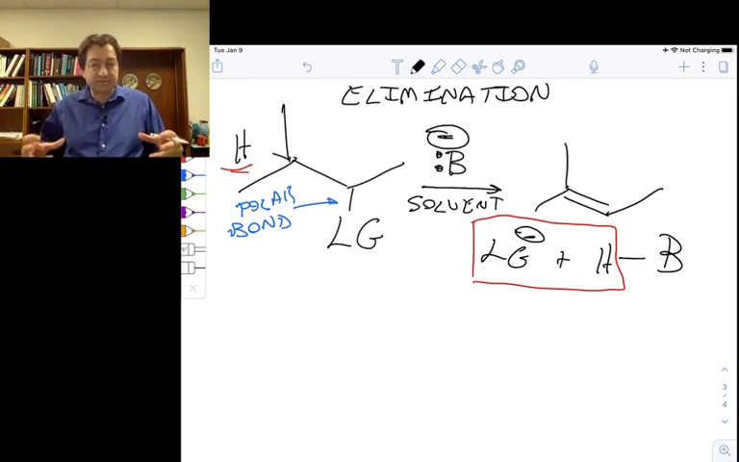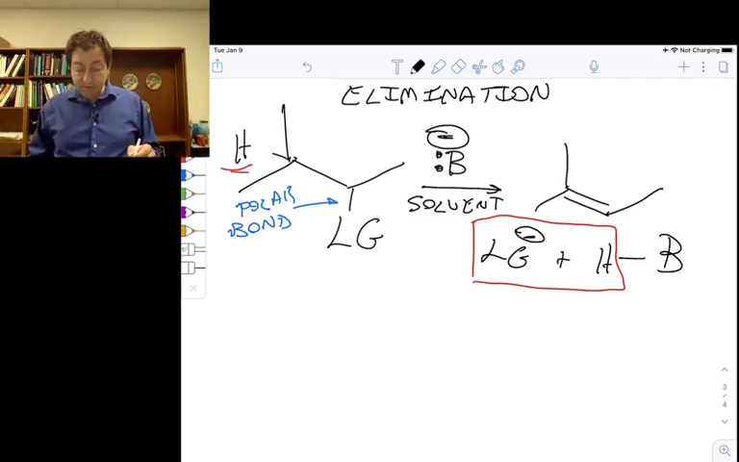We'll take a look very specifically at what kind of molecules we use as solvents, and how we can use them a little bit to control the outcome of the reaction here. And so we're eliminating the elements of HLG in this particular case from our molecule. So let's take a look at an example reaction here.